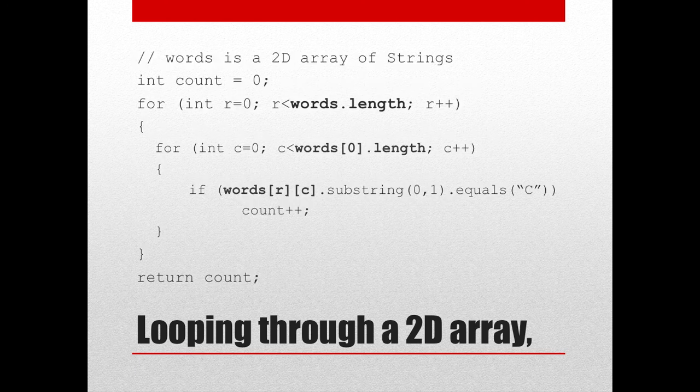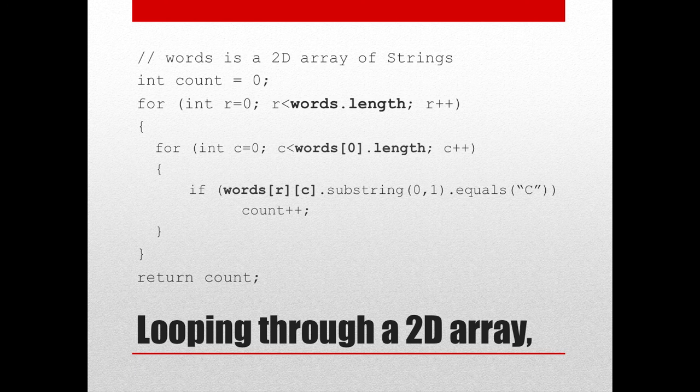Just wanted to show you here I'm pretending I have some two-dimensional array of strings called words. That would be String[][] words. So now I'm looping through the two-dimensional array of strings. The goal of this code is to count up the number of words that begin with the letter C. So again, there's my words.length, that's the number of rows. Then words[0].length, that's the number of columns.